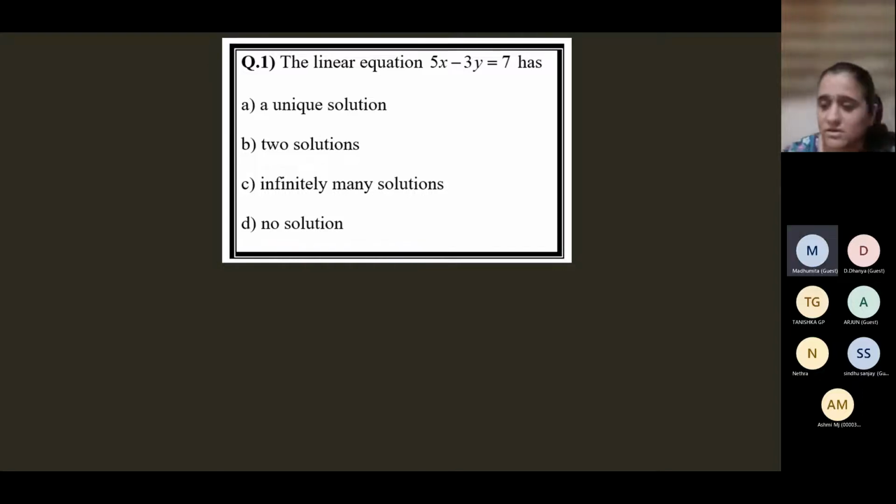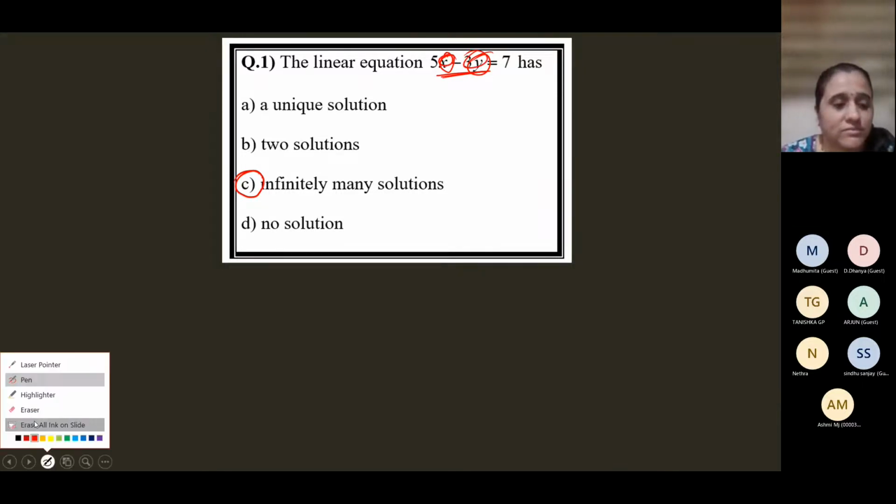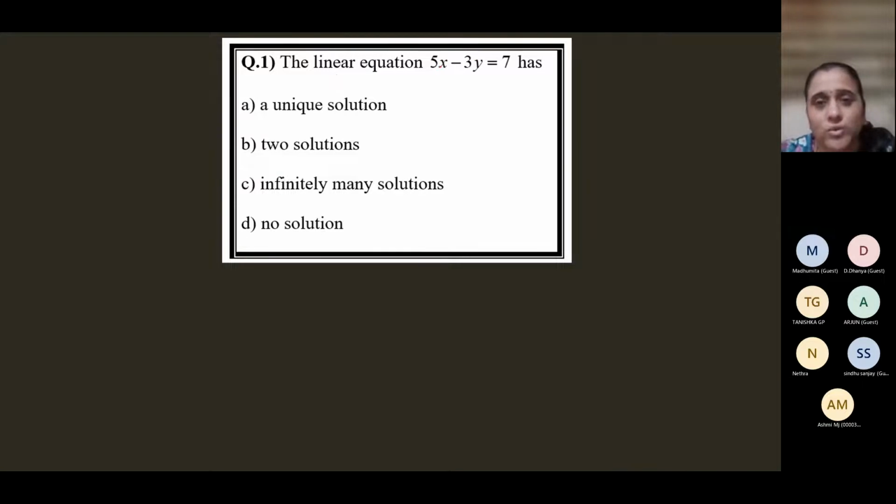Infinitely many solutions, ma'am. Yes, the correct option is infinitely many solutions. Any linear equation in two variables. You can see there are two variables x and y. Any linear equation in two variables x and y has infinitely many solutions. Correct.